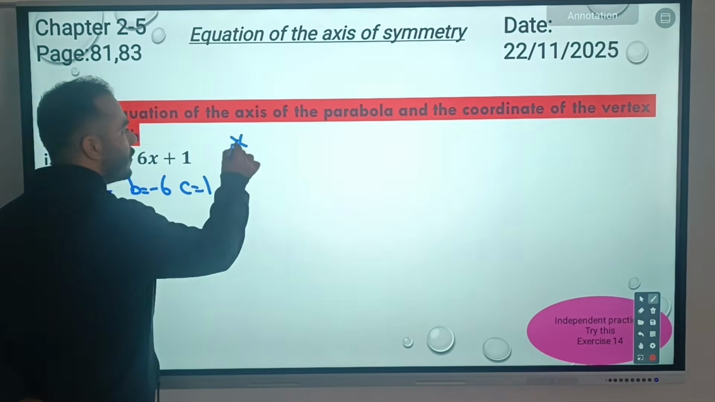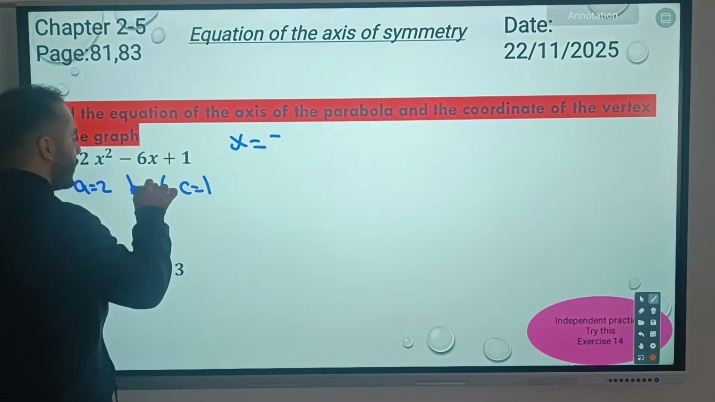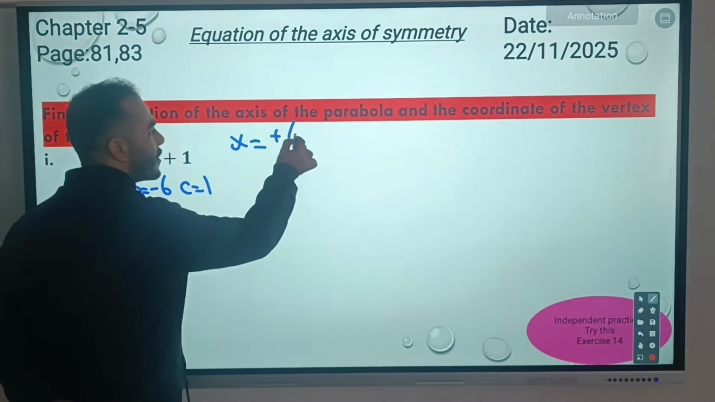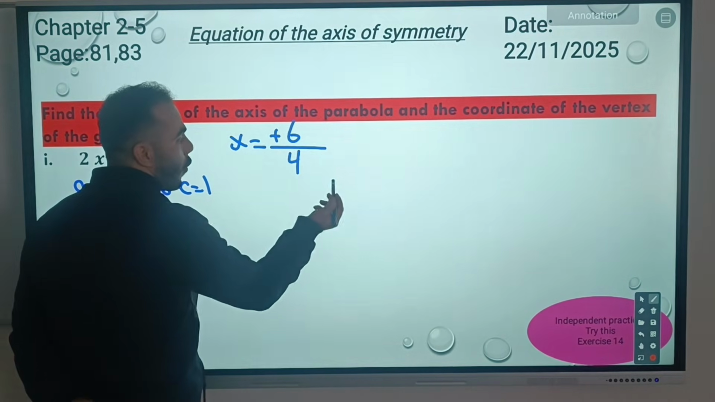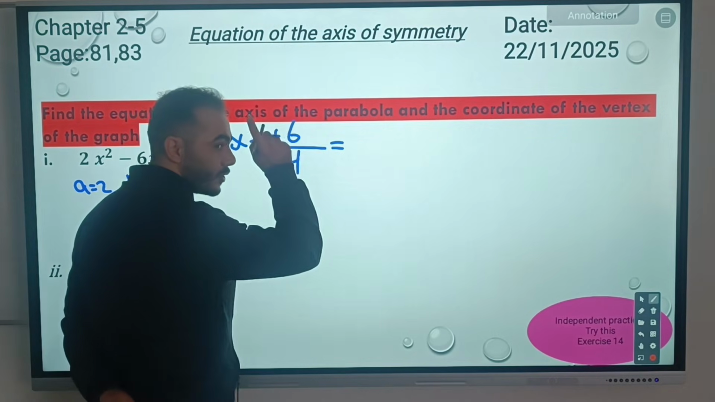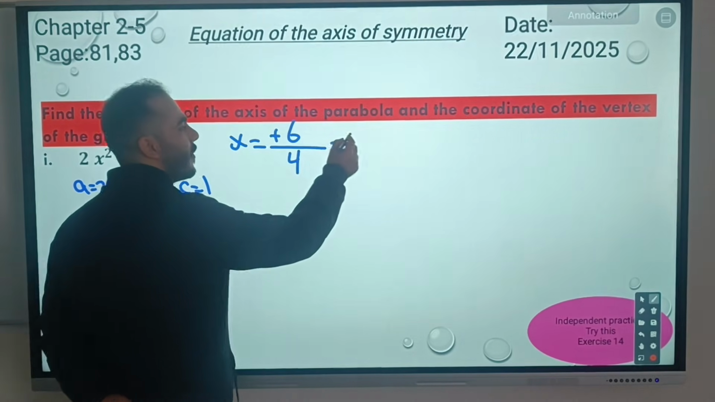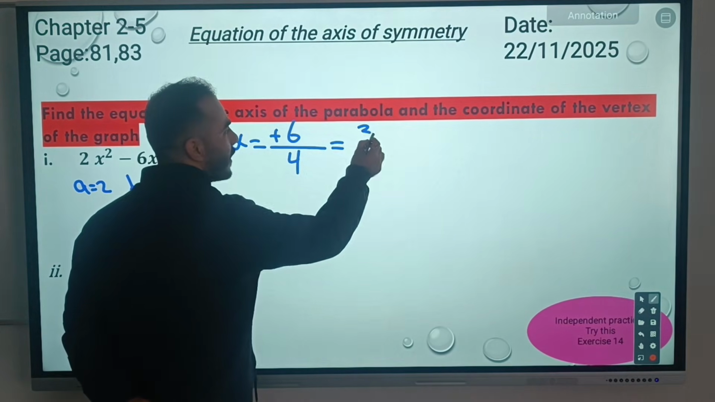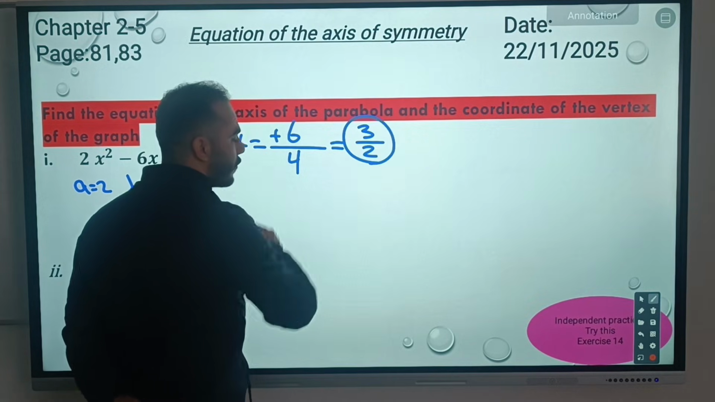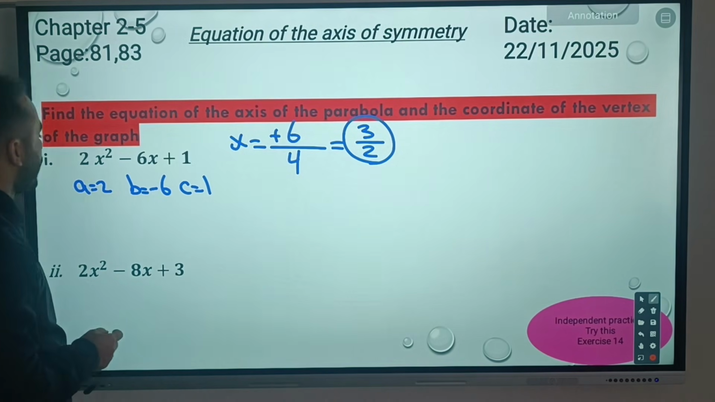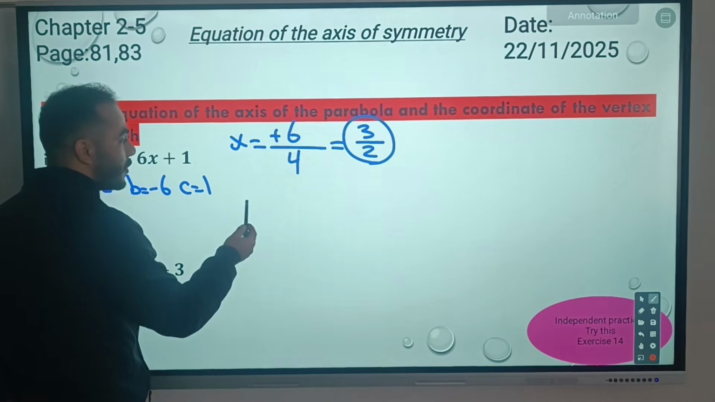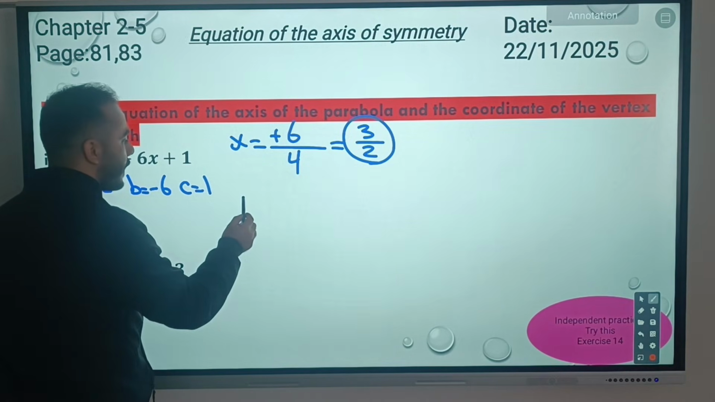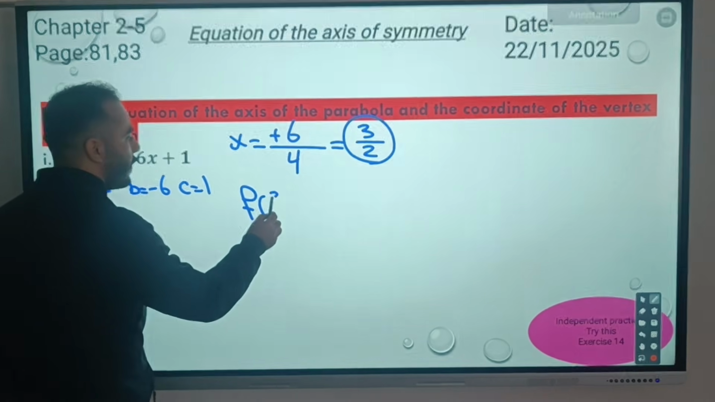So axis of symmetry was x equals negative b, negative negative 6, it's equal to positive 6, divided by 2 times 2, well, 4. So if you just simplify, because you always need to write the answers in simplest form. If you simplify by 2, we are going to get 3 over 2. Perfect. So 3 over 2, that is the axis of symmetry.